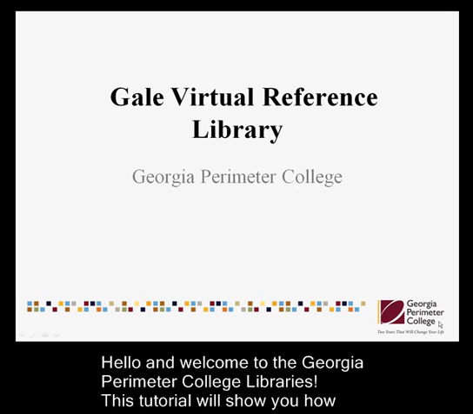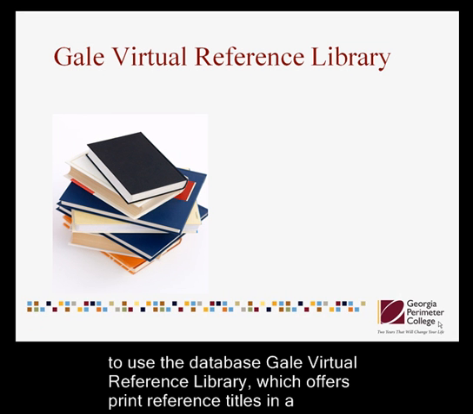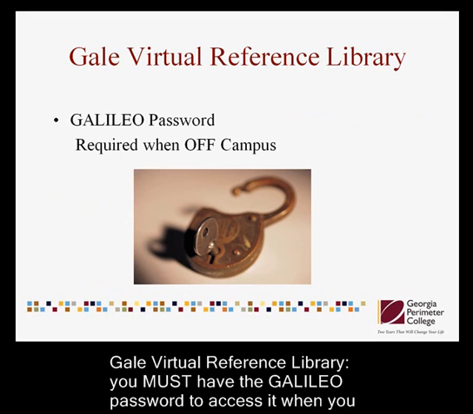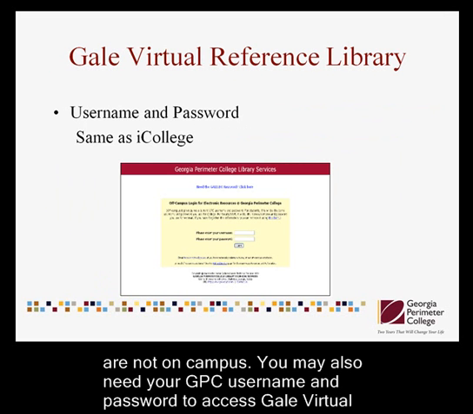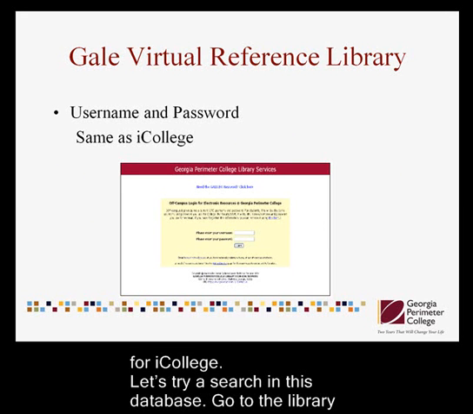This tutorial will show you how to use the database GVRL Virtual Reference Library, which offers print reference titles in a database format, primarily pertaining to literary research. A few things to remember about GVRL Virtual Reference Library. You must have the Galileo password to access it when you're not on campus. You may also need your GPC username and password to access GVRL Virtual Reference Library when off campus. This is the same username and password you use for iCollege.